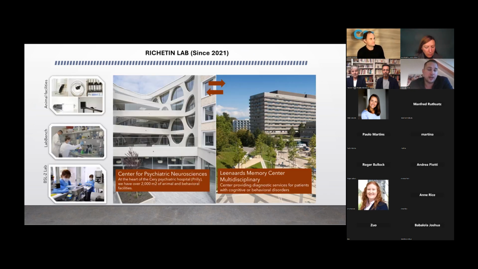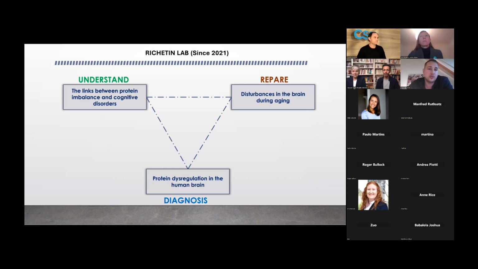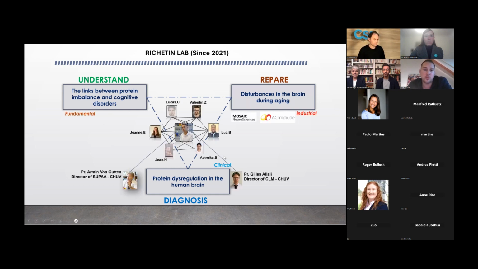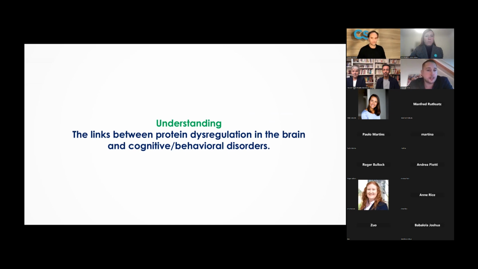Just to introduce my group and my research, we are located in the Center of Psychiatric Neuroscience, a center where we have a lot of biologists and different benches and microscopes, but we also work in close collaboration with the Center of Memory, which provides the diagnosis of the patients. Our first question is to understand the links between protein imbalance and cognitive disorder, but we also try to repair the disturbance in the brain during aging. Today I will talk mainly about protein dysregulation, diagnosis, and how we can investigate this question. We have a small team in Lausanne, but we also collaborate a lot with clinicians. So how can we understand the links between this protein dysregulation and the cognitive and behavior disorders?